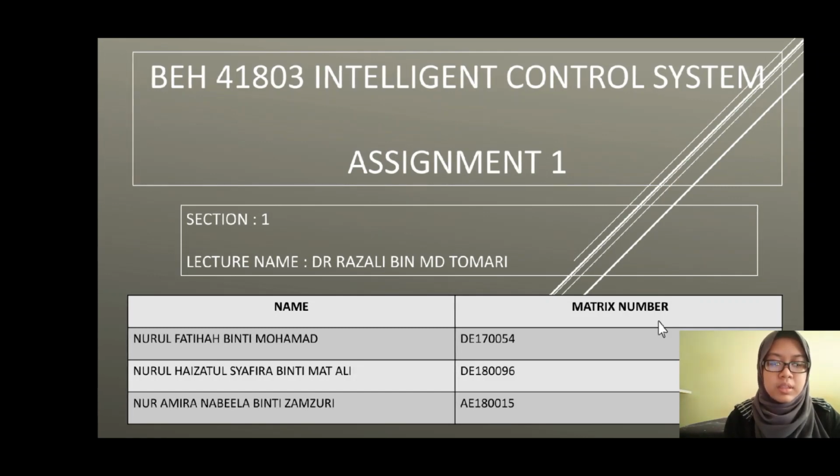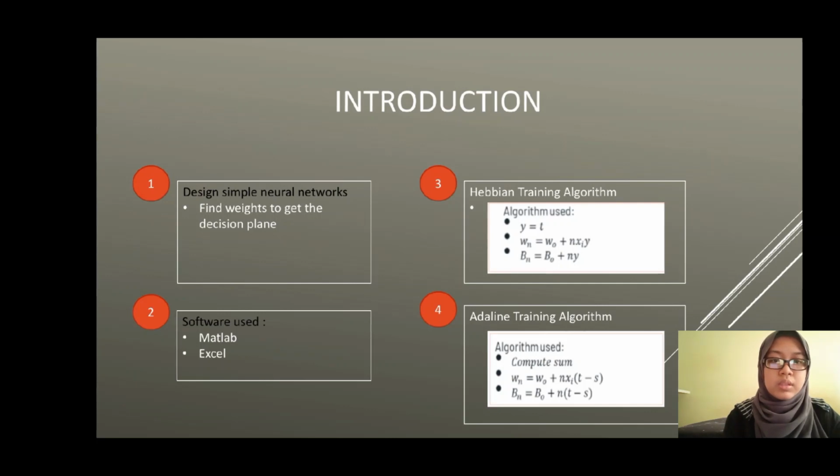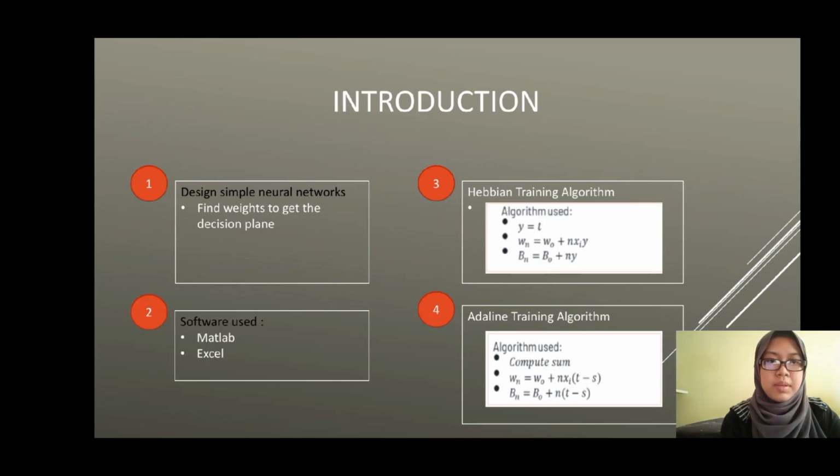My name is Nur Amira Nabila binti Zamzuri, and today my friend and I will be talking about our assignment for intelligent control system. For the introduction, what we need to do in this assignment is first design a simple neural network and find the way to get the decision plane. The software that we will use is MATLAB and Excel. There will be two algorithms that we will use, which are Hebbian and Adaline.